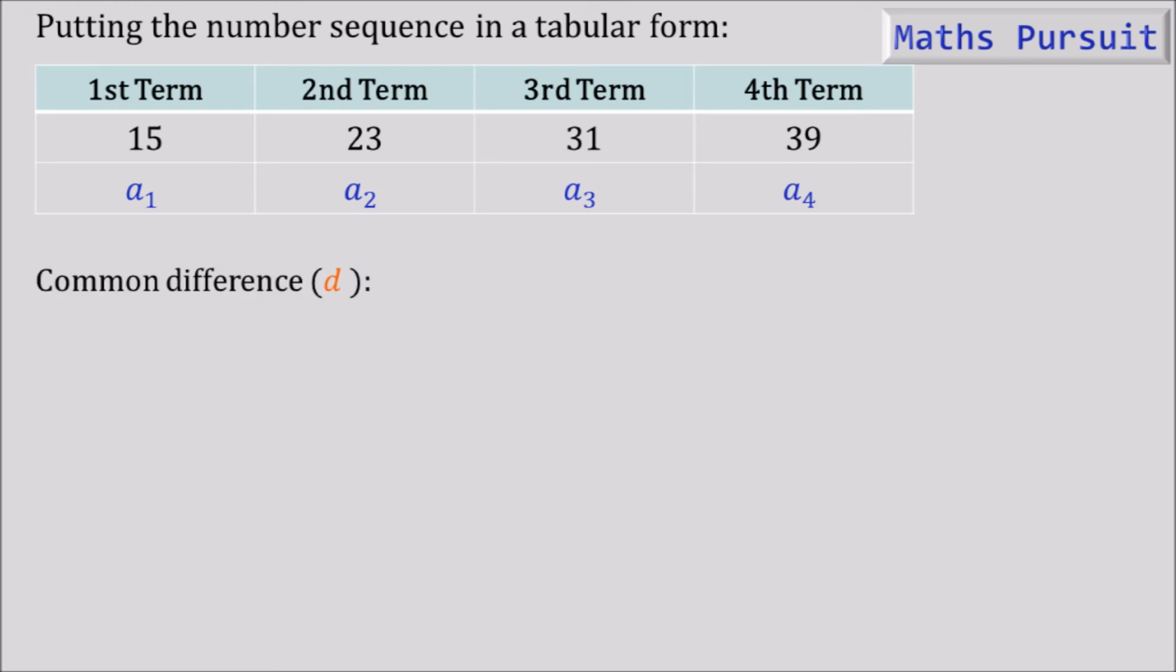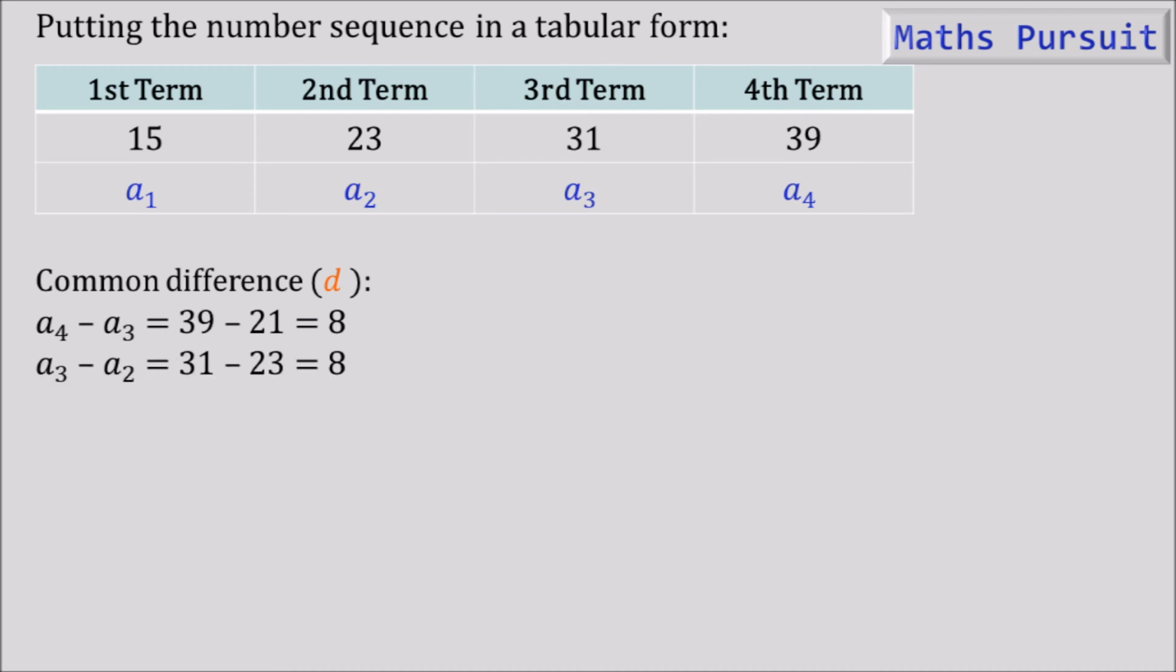We very well know that in order to find out whether it is an arithmetic progression, we need to see if there is a constant common difference. If there is a consistent or constant common difference, then the given number series is an arithmetic progression. Now let's start. Taking the difference of A4 minus A3, that means fourth term minus third term, we are getting 39 minus 31, that is equal to 8.